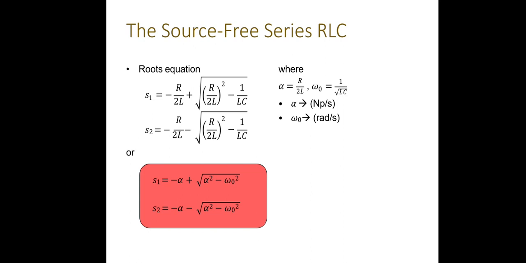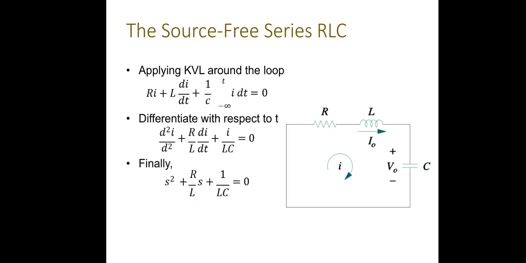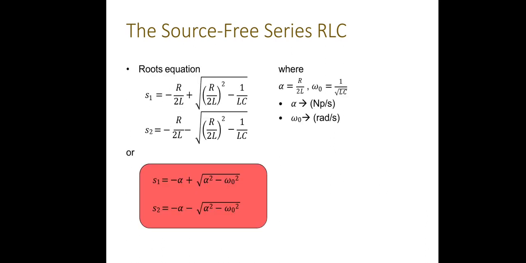The equation we got is s square plus R by L into s plus 1 by LC equals 0. From this you need to find the roots using the formula minus b plus or minus root over b square minus 4ac. We take a equal to 1, b equal to R by L, and c equal to 1 by LC. By applying those values for a, b, c, you will get the roots S1 and S2.